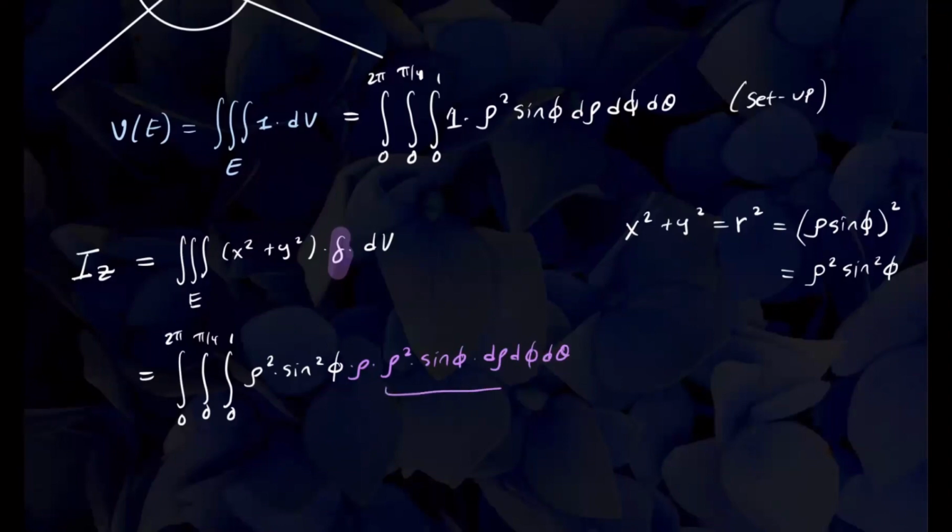This piece right here is our volume differential. This piece right here is our density simplified in spherical coordinates. And this right here is our expression for x squared plus y squared in spherical coordinates. Okay, now that's the setup. Now integrating this is also very easy, so I'm going to leave that up to you.